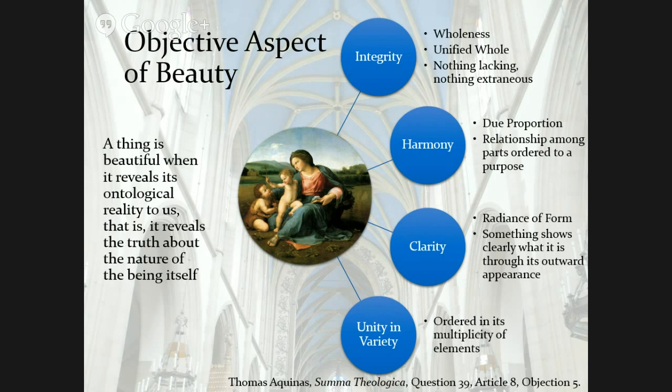So a thing becomes beautiful when, to use philosophical terms, its ontological reality, or its being, or what it is, reveals the truth about itself. A pencil is very beautiful if it looks like a pencil and you can tell what it is. But if you saw something that looks like a pencil and they're like, no, actually, it's a water cooler. Well, it's not a very beautiful water cooler because it doesn't look like one. It doesn't have any radiance of form.